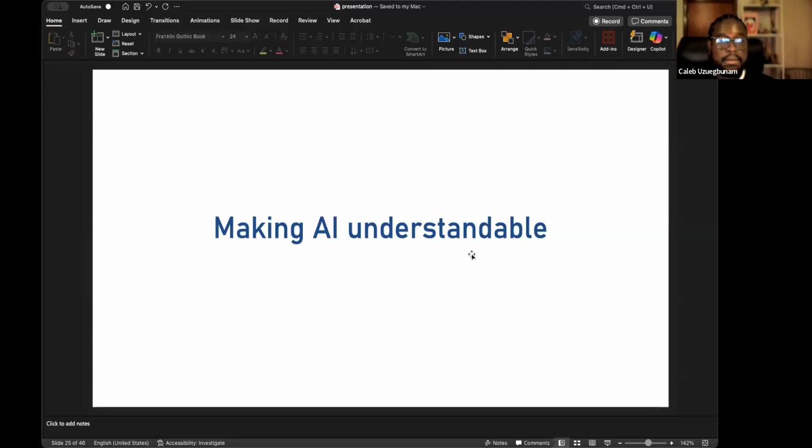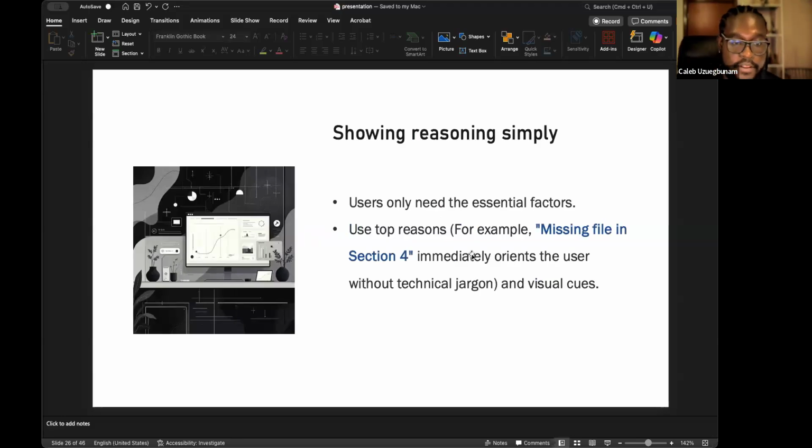And clarity, the end goal of bringing all of that clarity into these workflows, is to build trust. And sometimes clarity and trust mean different things to different types of people. And so we need to talk about making AI understandable. It's a very subjective thing. Users only need the essential factors. Of course, you need to identify what those essential factors are.